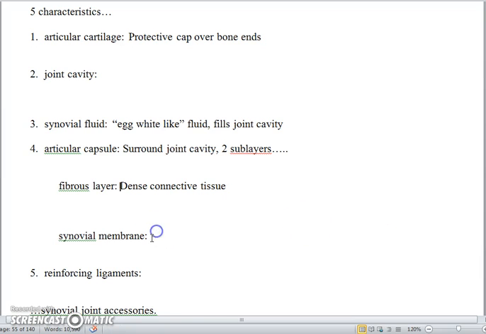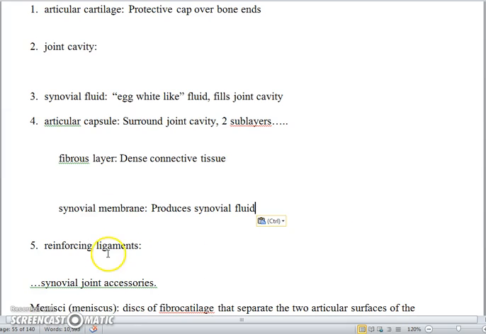Exactly its tissue type, but here's what you want to write down here. That synovial membrane on the inside is what actually produces the synovial fluid. And that's going to get a nod again when we talk about rheumatoid arthritis later on. And you've also got reinforcing ligaments, and I don't know what to add there. They're ligaments, and they reinforce, and we're done. Oh, no, we're not. Number 6. Go ahead and add this in.